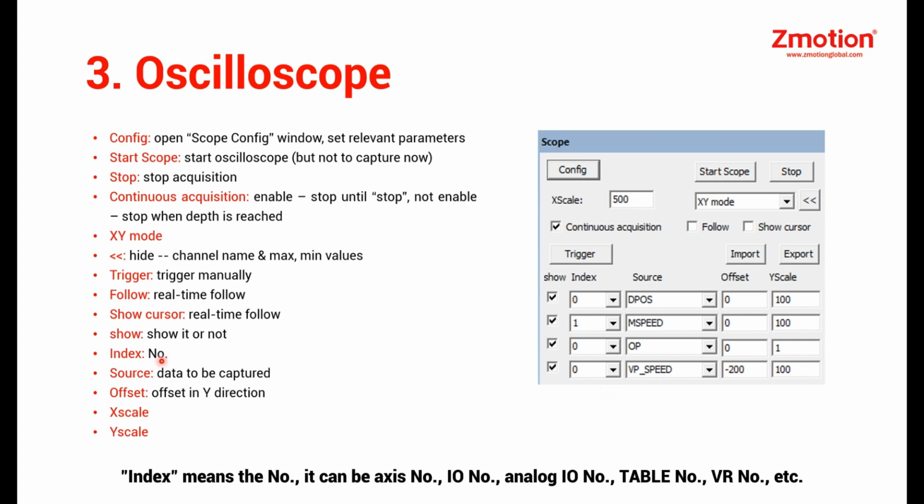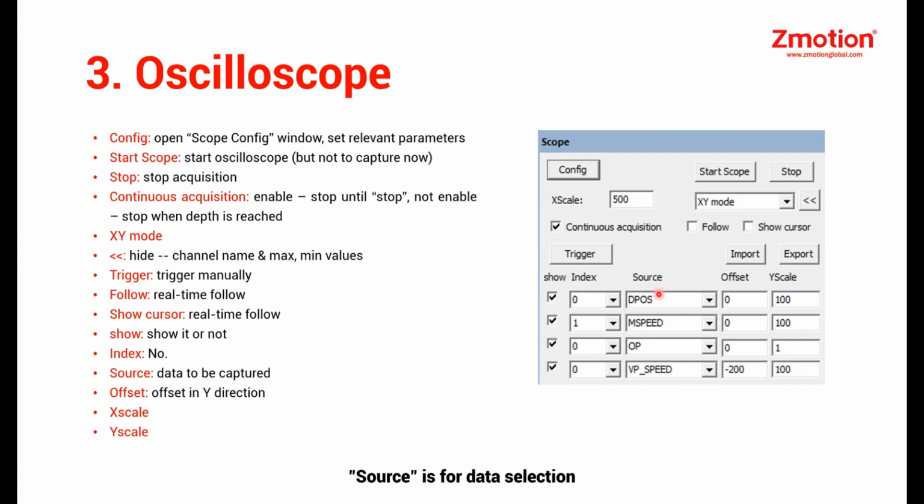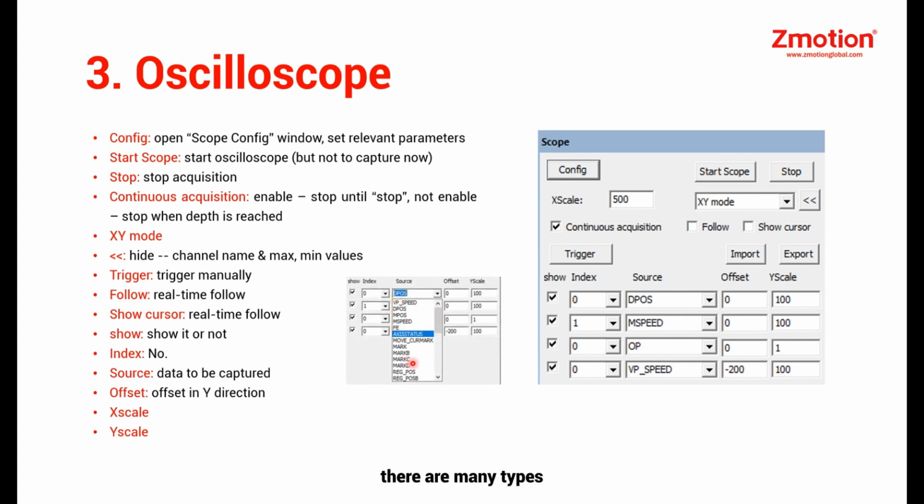Index means the number. It can be axis number, I/O number, analog I/O number, table number, VR number, etc. Source is for data selection. There are many types. Select as you need. Offset, you can make the data move up and down. Then X scale and Y scale. You can set them at any time.